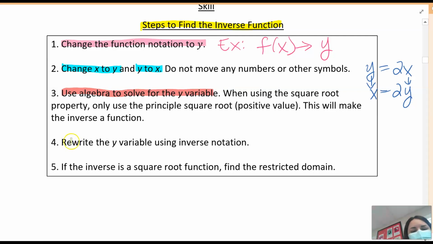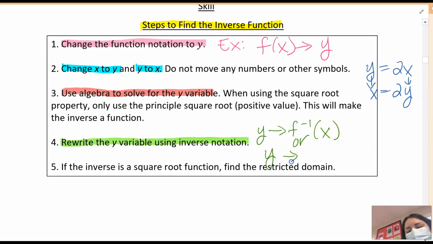Step 4 is to rewrite the y variable using inverse notation. So for example, if your function is f of x, you're going to change y to f inverse of x. Or your function might be g of x, so y becomes g inverse of x. Or if it's an h of x function, it becomes h inverse of x, d of x becomes d inverse, and so forth.